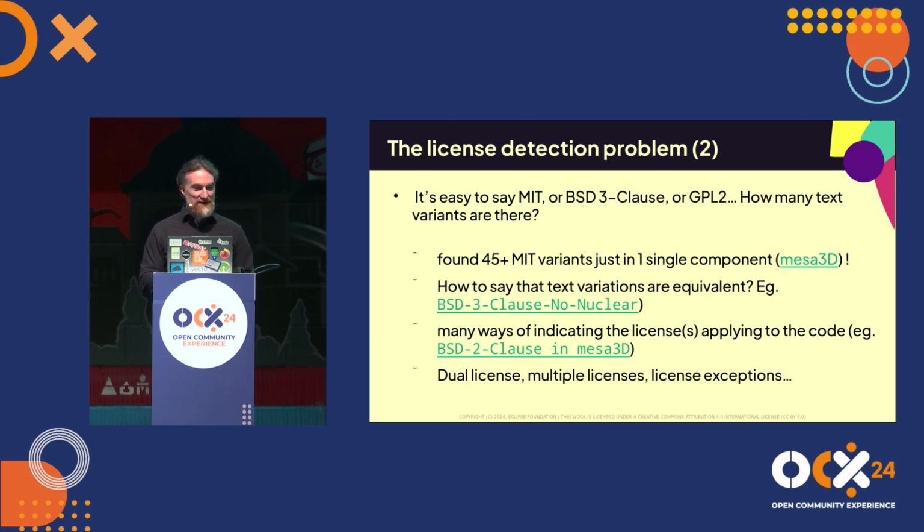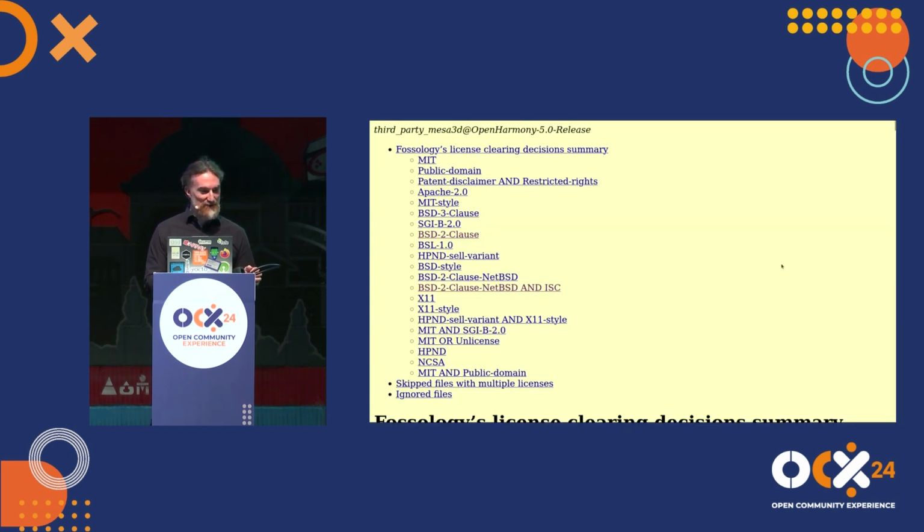And the problem is not just identifying the license, because there are multiple variants even for the most adopted ones. For instance, in our work, we exported our findings in order to be reused in the OpenHarmony project by the OAT tool. We found, for example, more than 45 small variants of the MIT license text just in one single component. I can show you that as an example here.